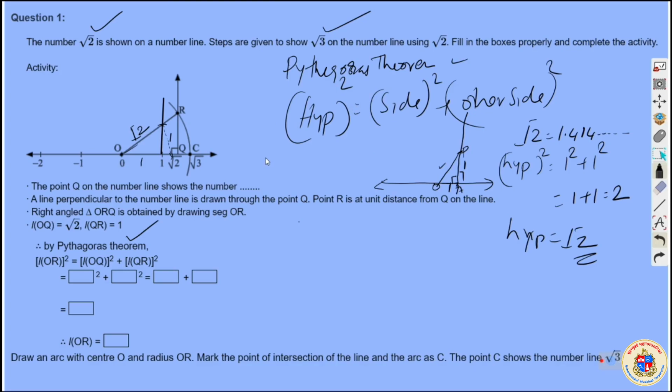Next we need root 3. So what we will do, that is a question here. We already have root 2. So we will take root 2 square, this much length, and again 1 square. Root 2 square is equal to 2, 1 square is equal to 1, and the total is equal to 3, which is equal to OR square. Then OR will be equal to root of 3. So we can draw root 3 also in that way. That is what happened.